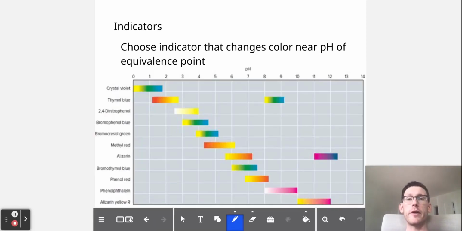Because an equivalence point can be reached at acidic, basic, or neutral pHs, you have to take care in determining which indicator to use for any titration. For a titration that has a basic pH at the equivalence point, phenolphthalein is very useful, but for a titration that has an acidic equivalence point, methyl red, for example, might be more useful.